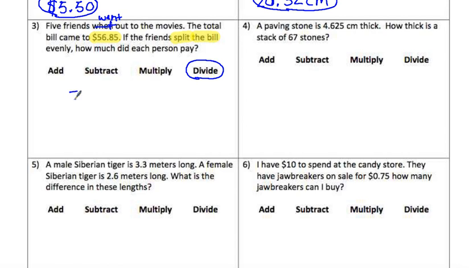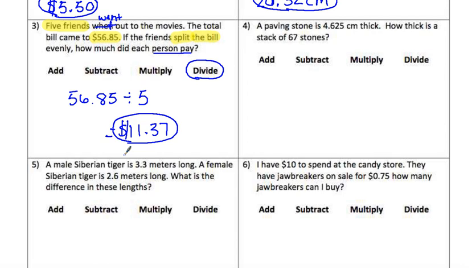So we have $56.85 and we're going to split it up. And if we're splitting by 5 friends, we're going to divide that by 5. And if we divide that by 5, we end up with an answer of 11.37, but don't forget, it's money. We're asking how much did each person pay. So put that dollar sign out front, so it becomes $11.37.